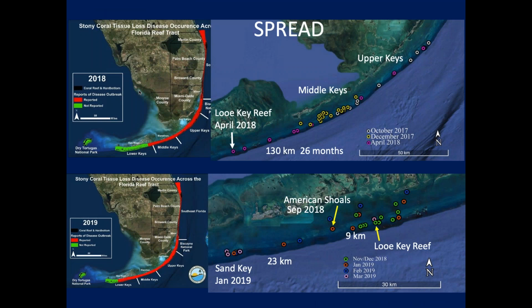As it moved through the Florida Keys National Marine Sanctuary, the outer reefs were typically affected first, and then it would spread to the mid-shelf and inner patch reefs. By the fall of 2017, the disease was concentrated in the Middle Keys, and by April of 2018, it had advanced beyond the 7-mile bridge, emerging at Looe Key Reef. Nine months later, in January of this year, it first reached the reefs off of Key West.